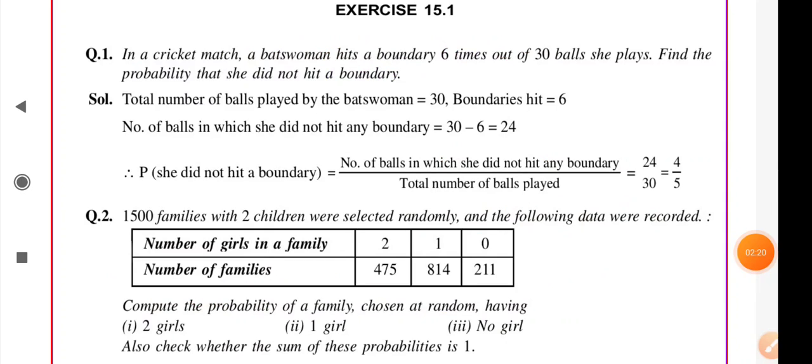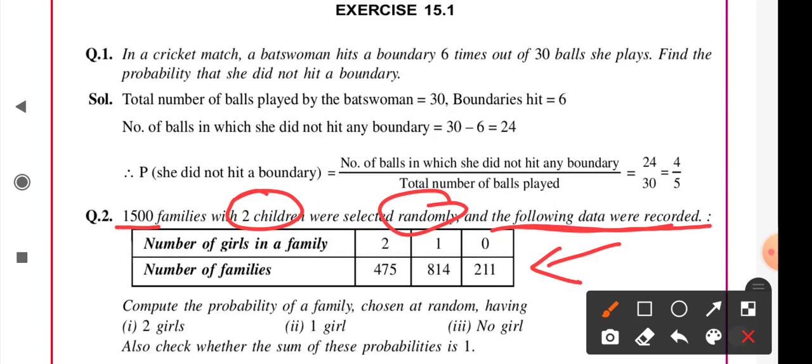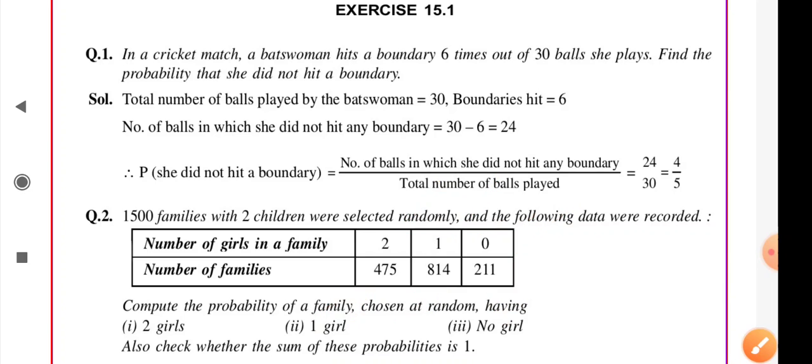Now moving to the next question, you can see that there are 1500 families in which 2 children are selected at random. Find the probability, with the following data recorded. In this data you will see that there are 475 families in which there are 2 girls, 814 families have 1 girl, and the families which have no girl are 212. Now we will see the question.